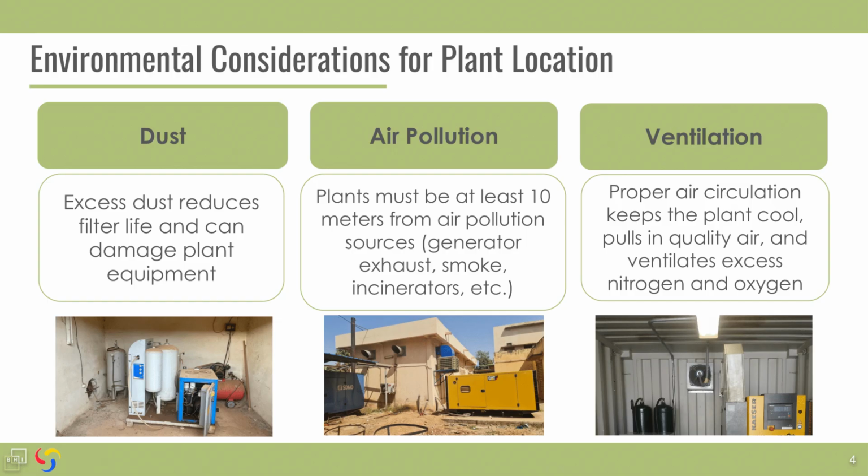Air pollution. It is typically recommended that PSA plants be located at least 10 meters from sources of air pollutants such as generator exhaust, incinerators, smoke from kitchens, or idling vehicle exhaust in order to minimize contamination to the air intake. Ventilation. The location of the PSA plant must lend itself well to ventilation. Proper air circulation is critical to keep the plant equipment cool, to supply the air intake of the air compressor, and to ventilate any excess nitrogen and oxygen in the space. Ductwork is needed to properly ventilate the exhaust of the air compressor outside the PSA plant room or container.